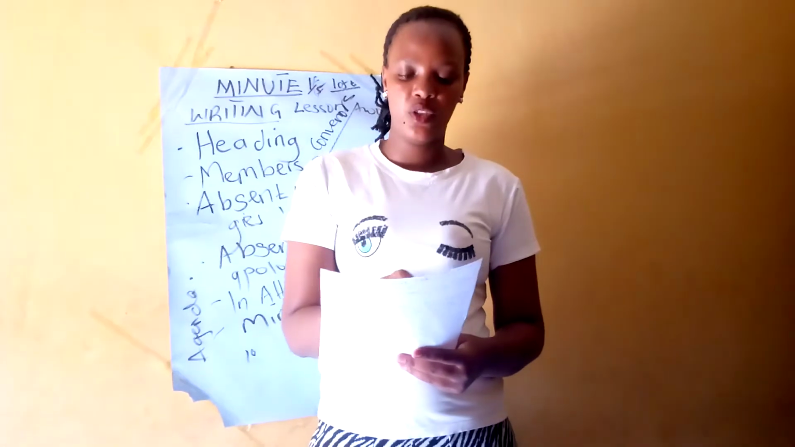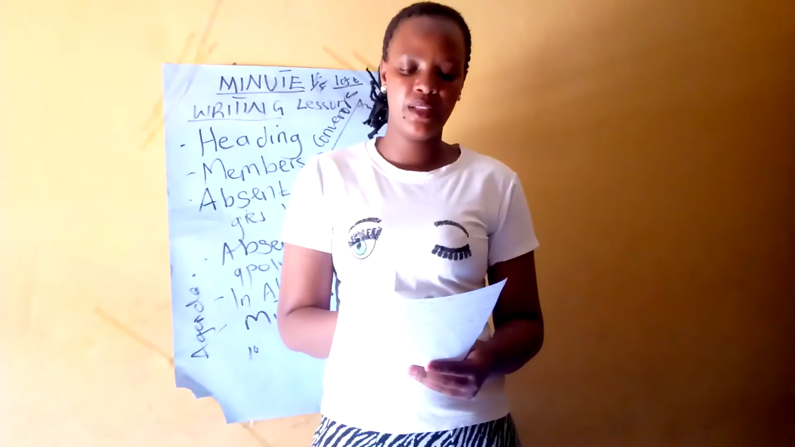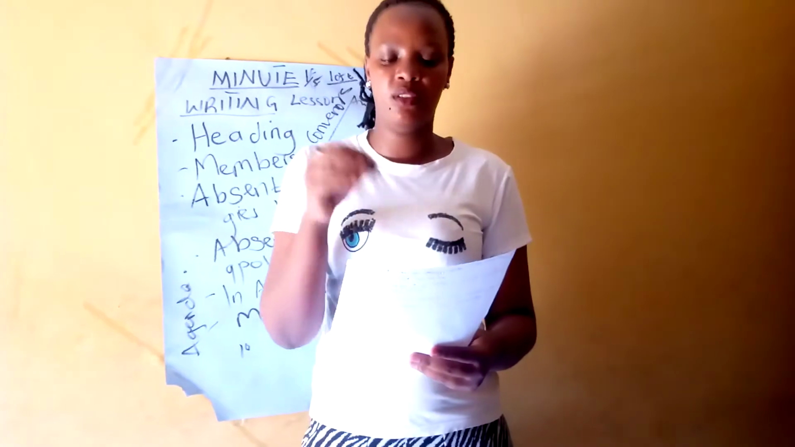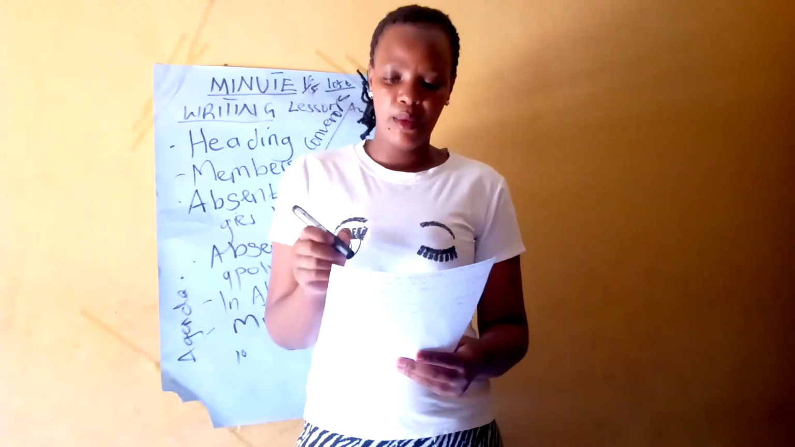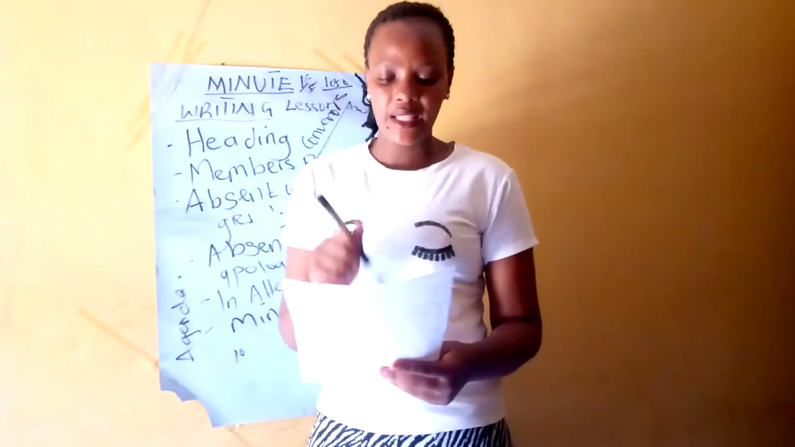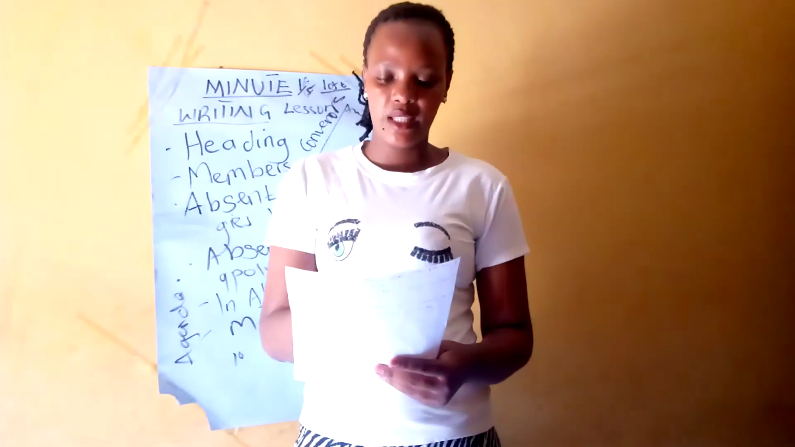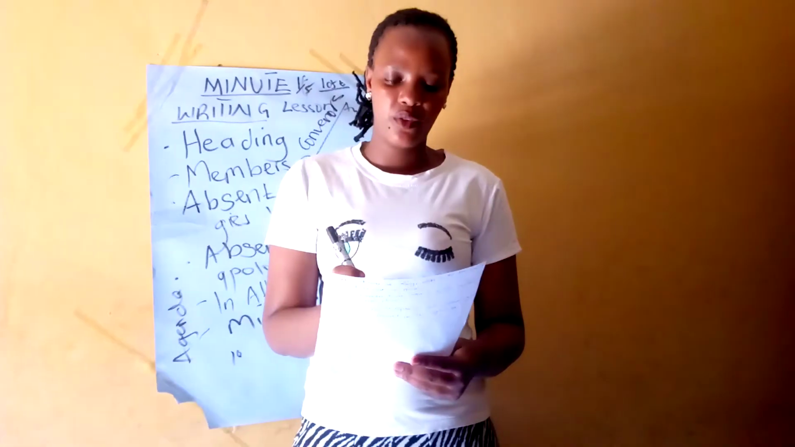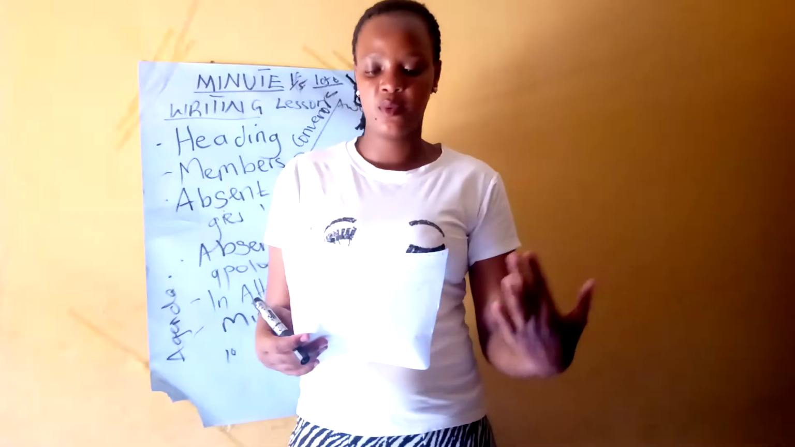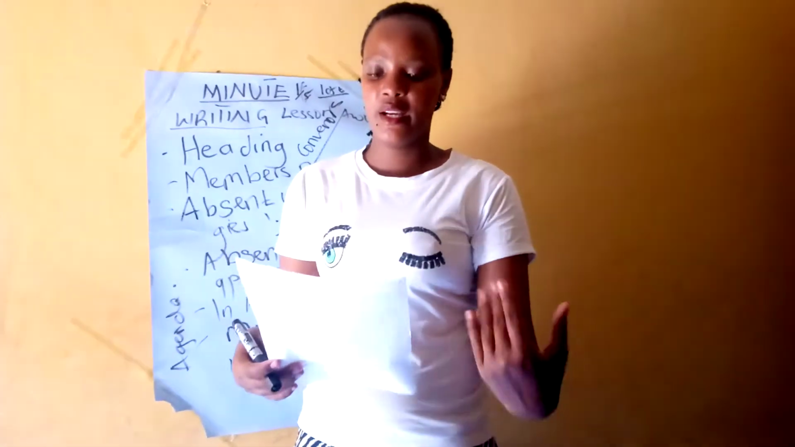Then I said you write the members present. These are the people who have attended in person. Let's write something down here also: list all the members present, starting with the chairman, secretary, and treasurers.